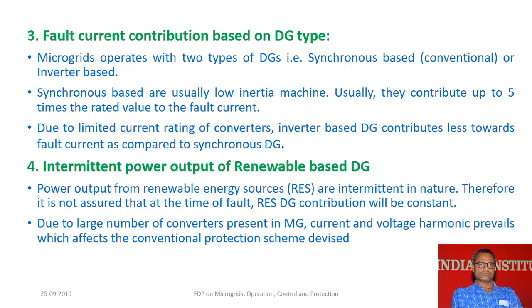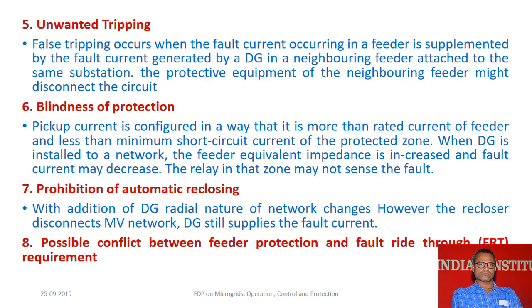Similarly here in the microgrid we have many inverters that create harmonics, and during a fault also there will be harmonics with higher magnitude. So that has to be taken into account. Okay. And next is unwanted tripping. False tripping occurs when the fault current occurring in a feeder is supplemented by the fault current generated by DG in a neighboring feeder attached to the same substation. So protective equipment of the neighboring feeder might disconnect the circuit. Okay, so this is unwanted tripping.